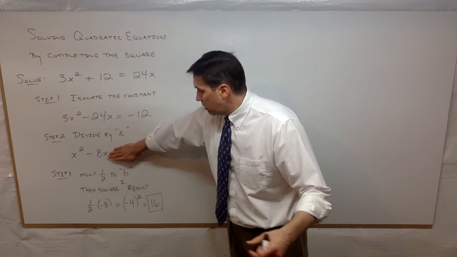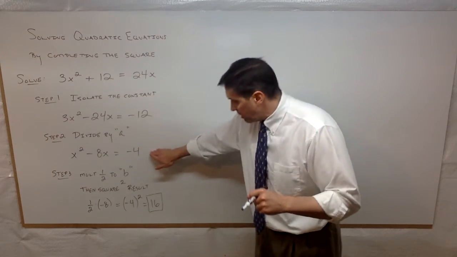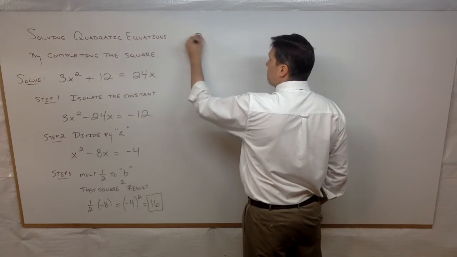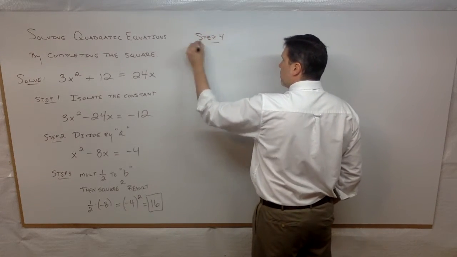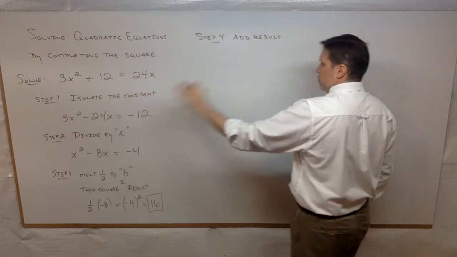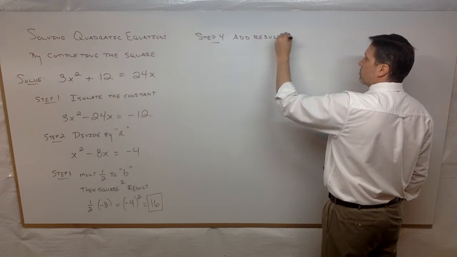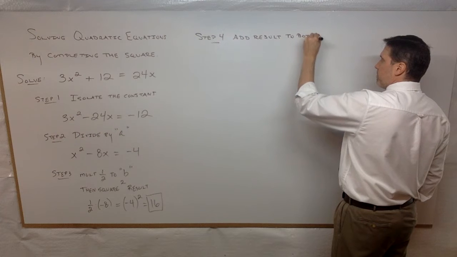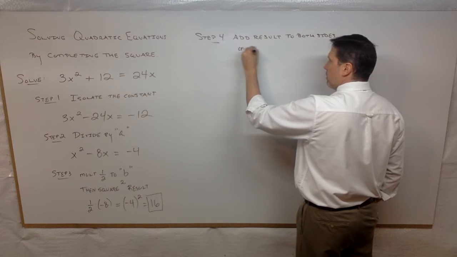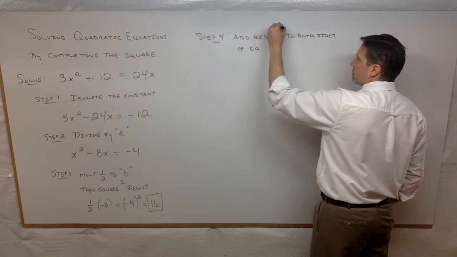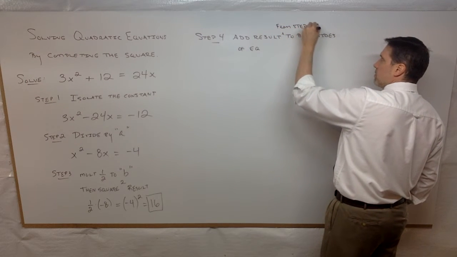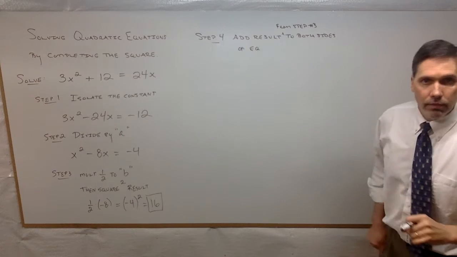So I'm adding 16 to the left. It's a perfect square trinomial. I'm adding 16 to the right, so the equation stays balanced. Right? It's got to stay balanced. So that's step 4. So step 4, add result. The result you obtain in step 3, add result to both sides of the equation.